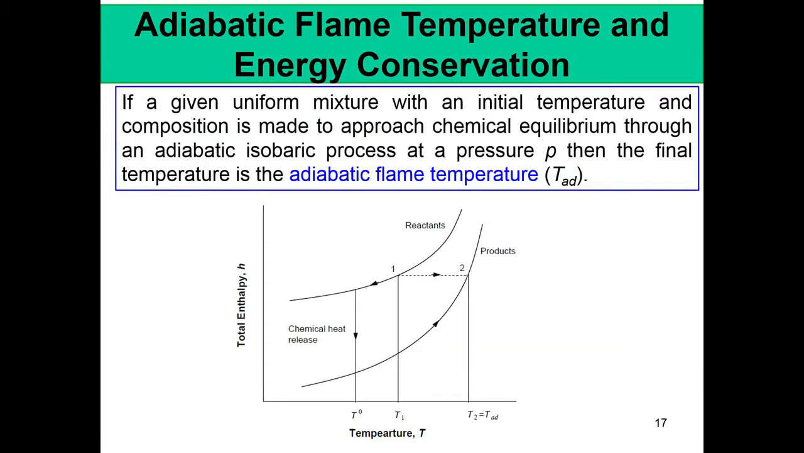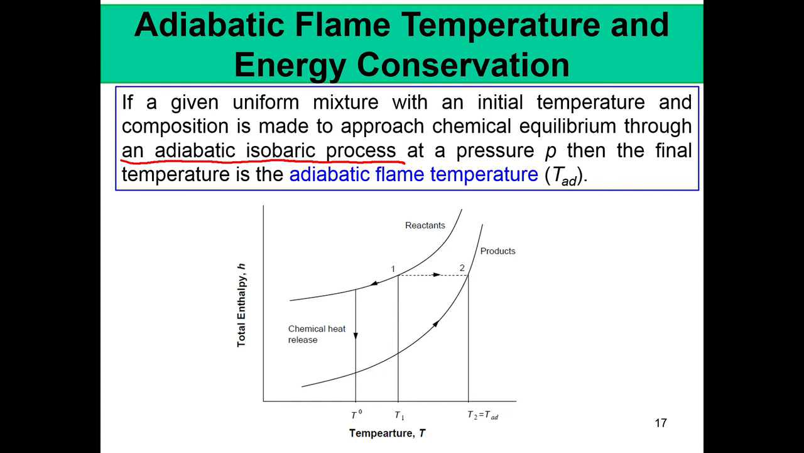Okay. So, formally it is defined like this: adiabatic flame temperature is, if a given uniform mixture with an initial temperature and composition is made to approach chemical equilibrium through an adiabatic isobaric process. Adiabatic process because there is no heat entering into the control volume, into the system that I was talking about. Isobaric means constant pressure. Okay. At a pressure P, then the final temperature is the adiabatic flame temperature T ad.